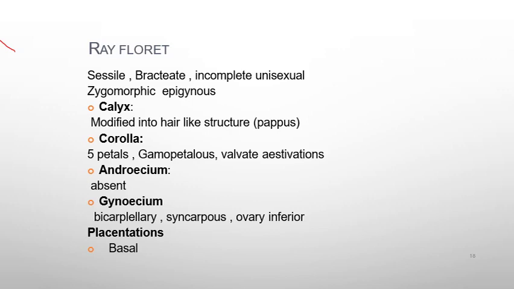Sometimes sepals are absent in the ray floret, so only petals are present. So this is an incomplete flower. Only male or female, from these two, only a single reproductive part of the flower is present, so it is a unisexual flower, or male and female flowers are different.